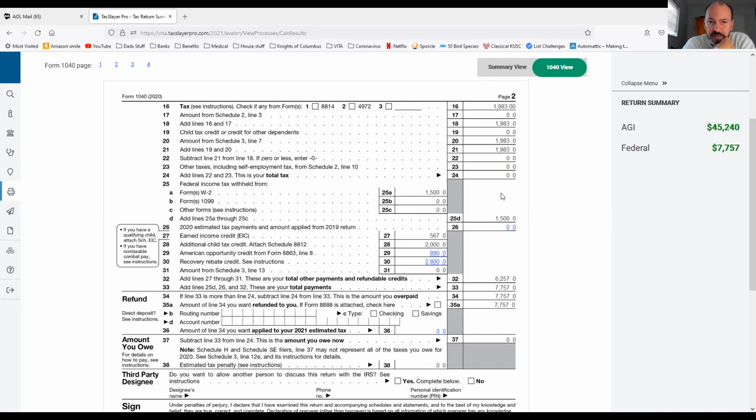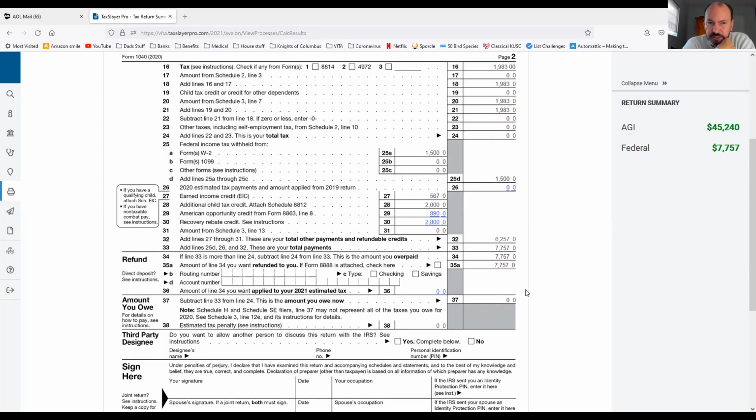And then we go to our payments. Our earned income tax credit was calculated, that additional child tax credit, the refundable portion, which is 40% of the American Opportunity Credit, and then the recovery rebate credit. So all of those payments and prepayments add up to $6,257. You add in the $1,500, and that's what I got. I got a check figure of $7,757, and that would be the refund for our taxpayer.